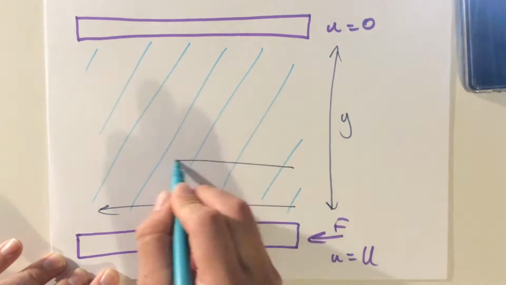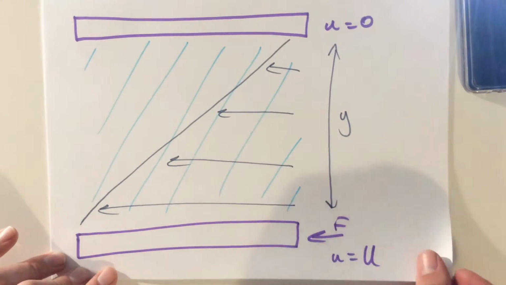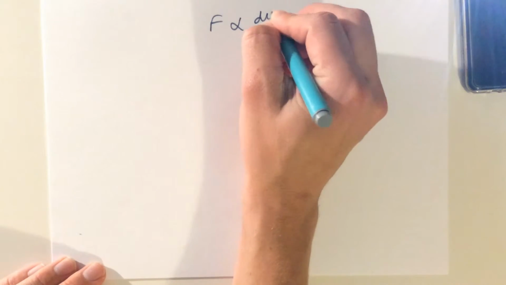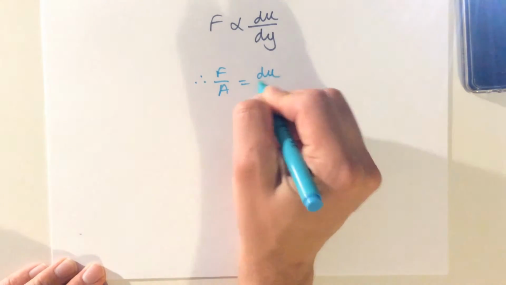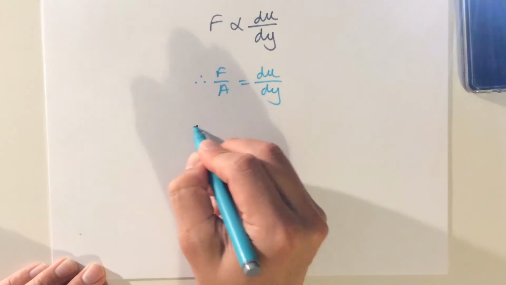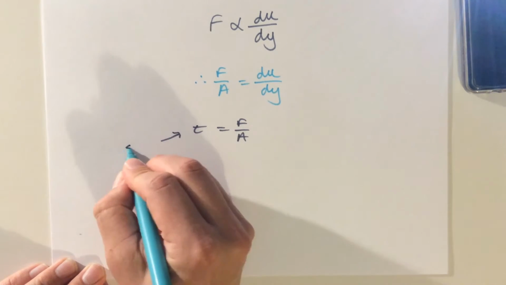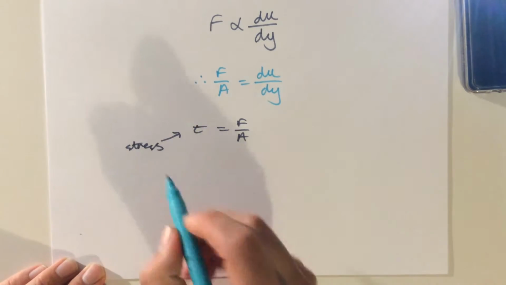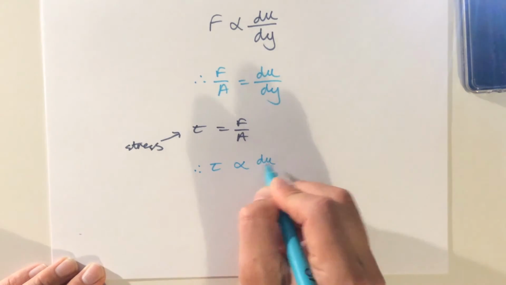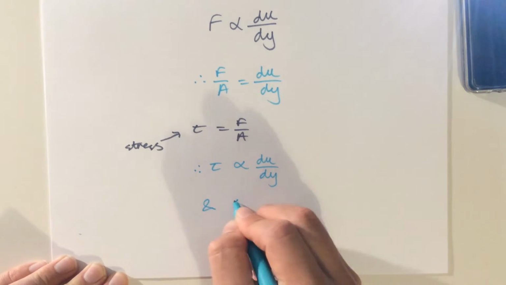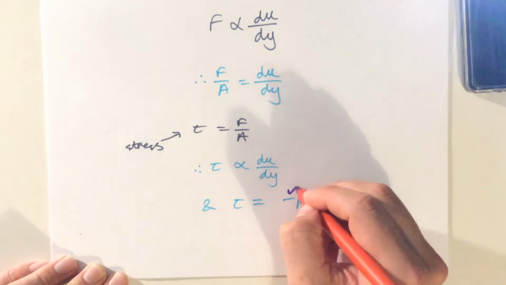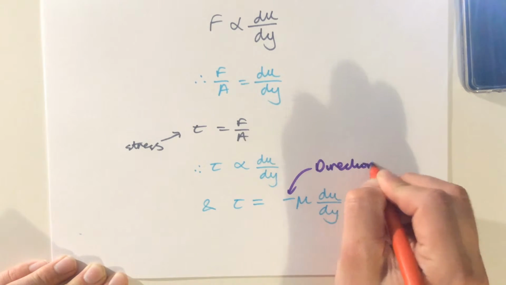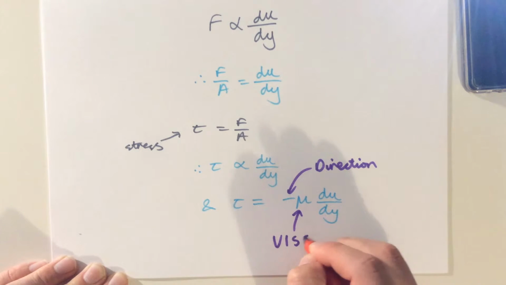The absolute value of the velocity gradient is also known as the shear rate. The shear force we apply is directly proportional to the velocity gradient. The shear stress causing fluid motion is equivalent to the force per unit area, and therefore the shear stress in a fluid is directly proportional to the velocity gradient. We can rewrite the proportionality as a direct relationship between shear stress and the velocity gradient to give Newton's law of viscosity, where mu is the viscosity.